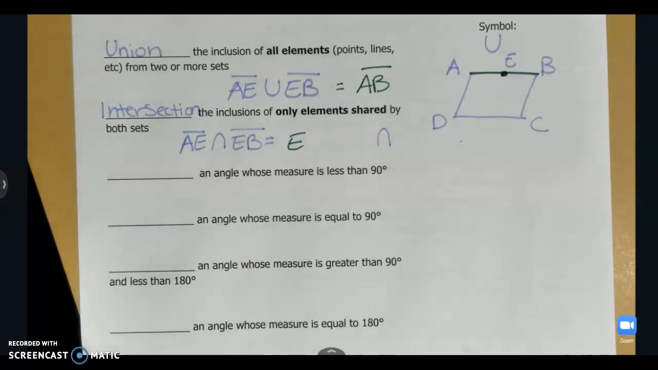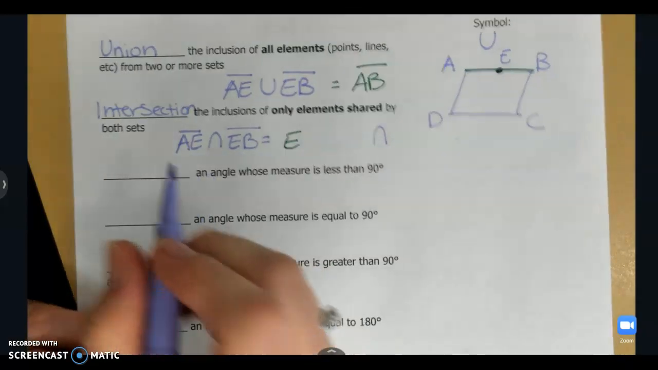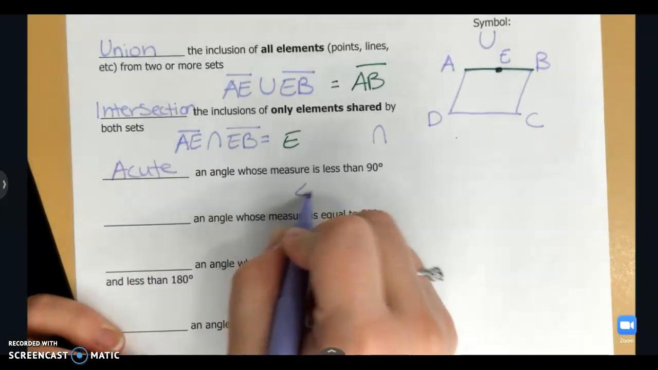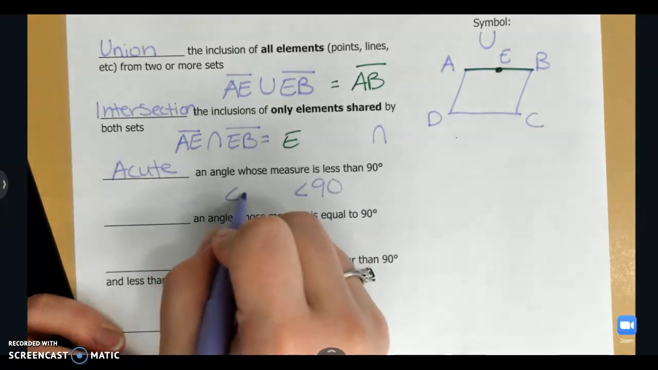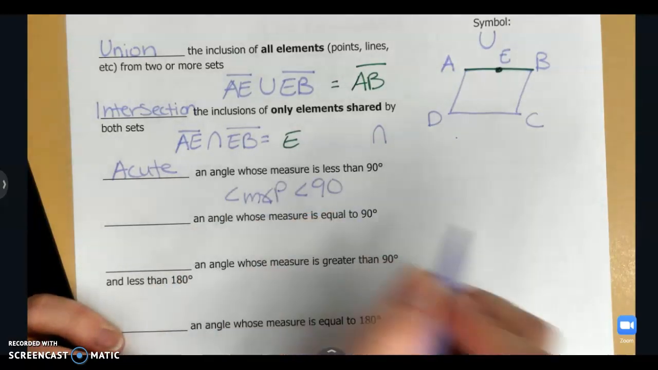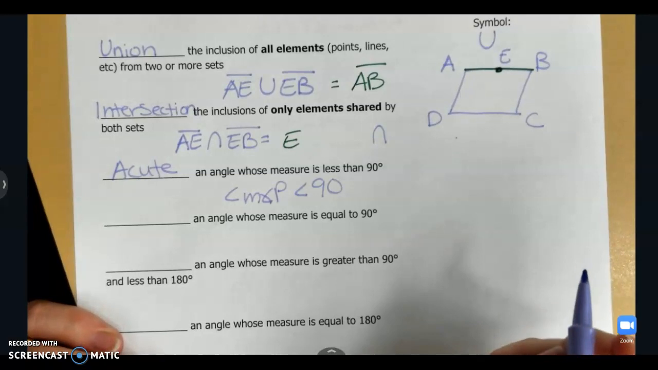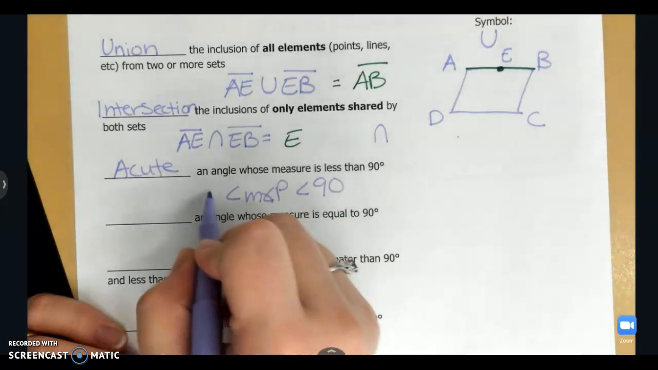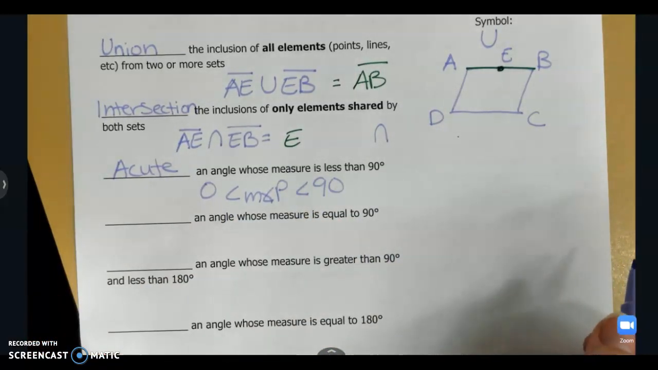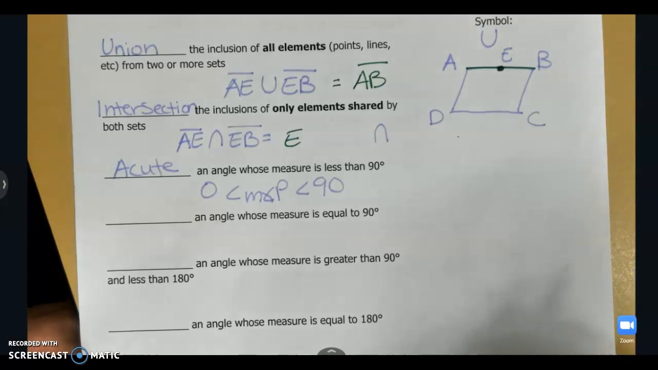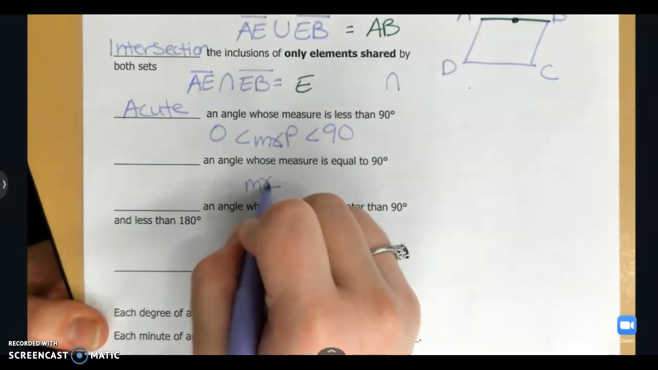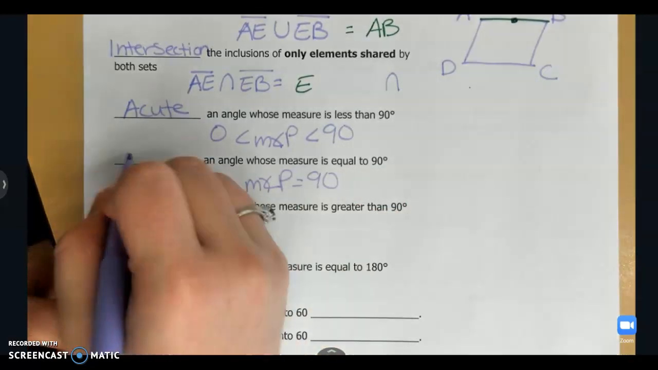What kind of angle is less than 90 degrees? Acute. So it has to be less than 90 and greater than what? Can I have negative angle measures? No, so it needs to be bigger than 0. Between 0 and 90 degrees. What kind of angle equals 90 degrees? Right. A right angle.